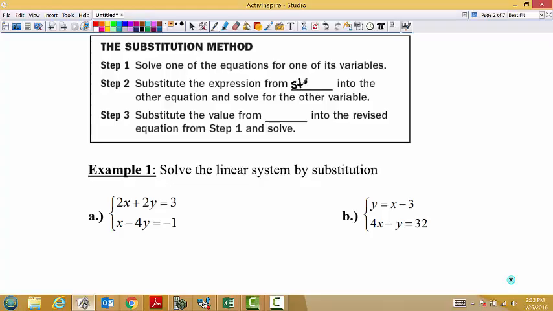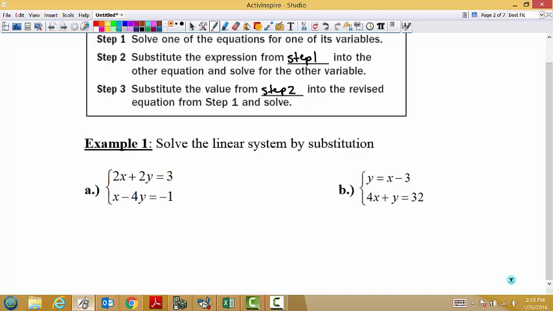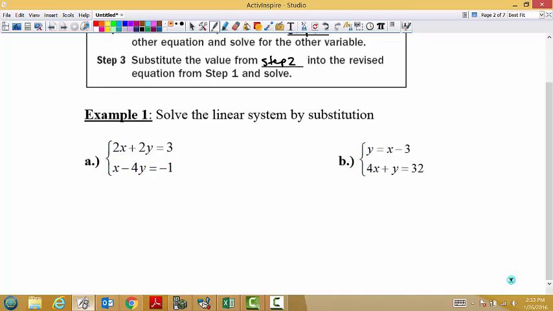into the other equation and solve for the other variable. Substitute the value from step 2. This doesn't make any sense, so let me just show you how to do it. What you do is you solve one of the equations for one of its variables.